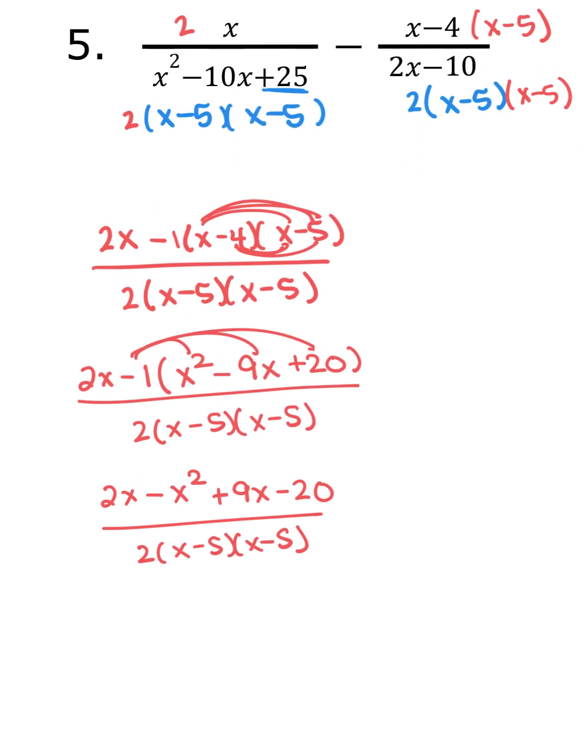And then we can combine our like terms. So I have a negative x squared. I have a 2x and a 9x. So I'm going to get negative x squared plus 11x minus 20 over 2 times (x minus 5)(x minus 5).